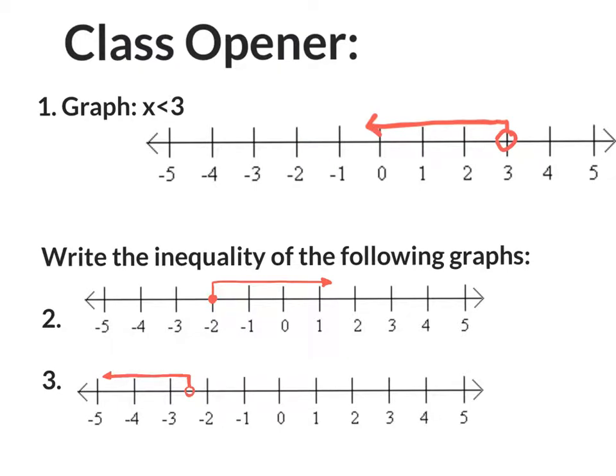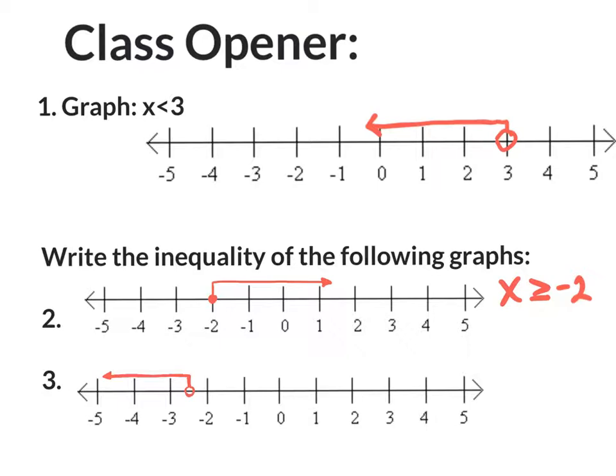Anyway, number 2, it says write the inequality of the following graphs. How about this one? Is it going to be a less than symbol or a greater than symbol? Obviously greater than. So it's going to be x is greater than. Now, is it greater than or equal to, or just greater than? Greater than or equal to. How do we know that? Because it's a solid dot. A solid dot produces a solid line underneath your inequality. And it is going to the right, that's why it's greater than. And what value are we starting at? We're starting at -2. So that is the inequality: x is greater than or equal to -2.